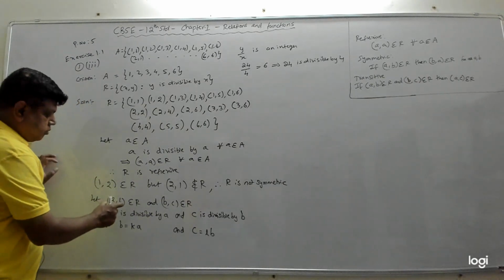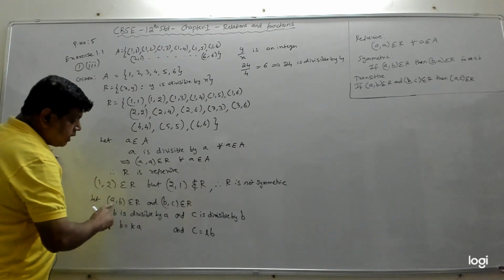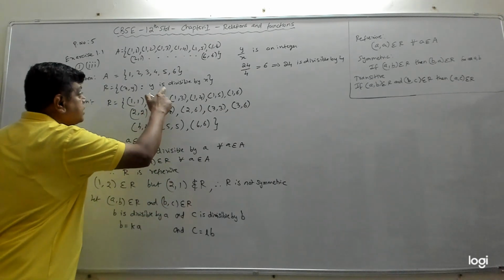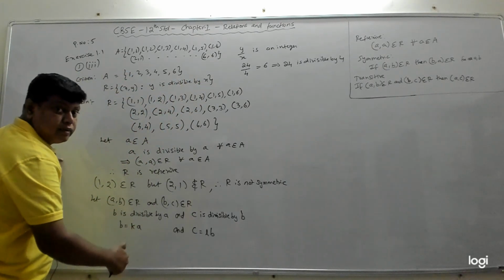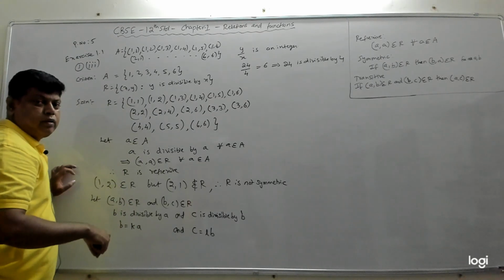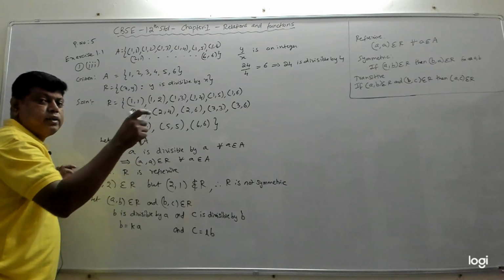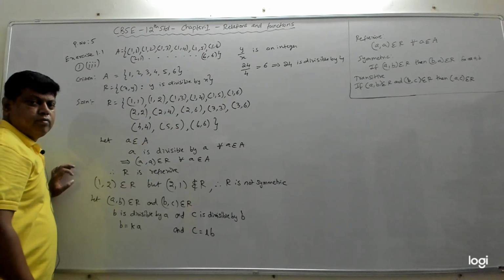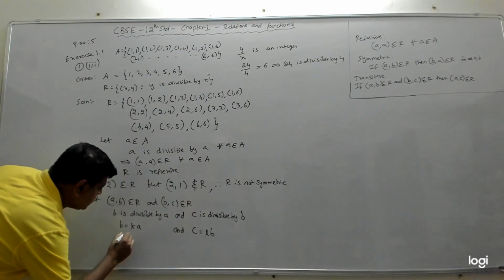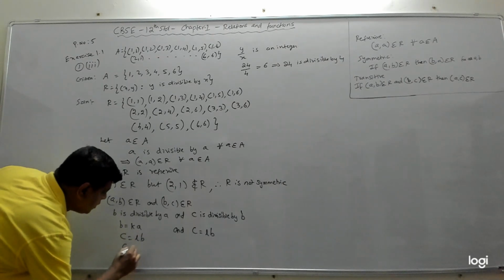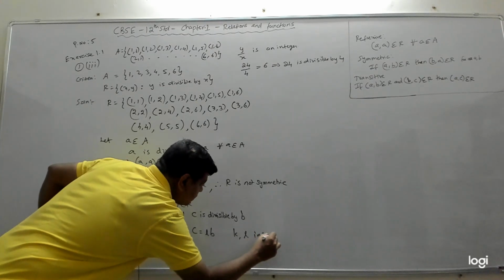Now (A, B) belongs to R and (B, C) belongs to R, and we should prove (A, C) belongs to R. When will (A, C) belong to R? If C is divisible by A. To prove that, we should prove C is equal to some integer times A. So C is LB, B is KA, where K and L are integers.